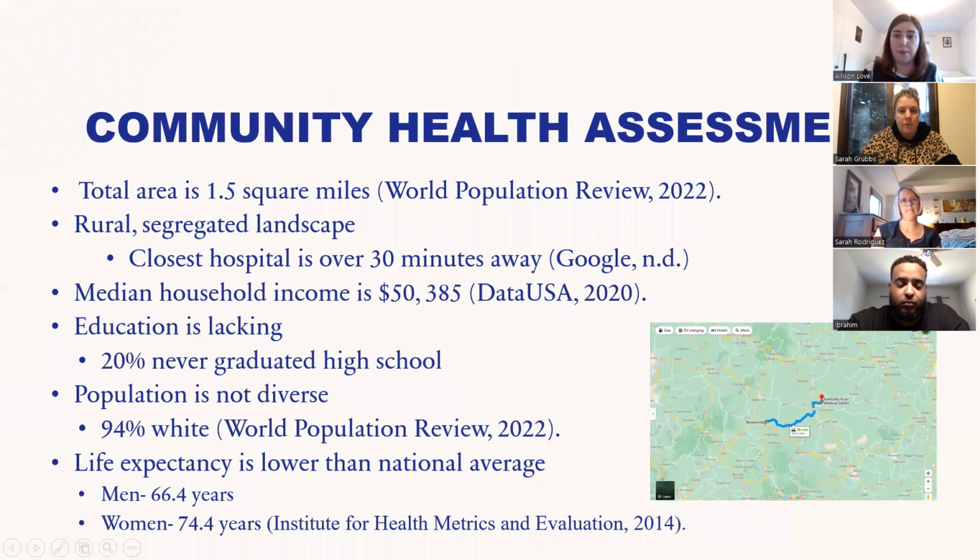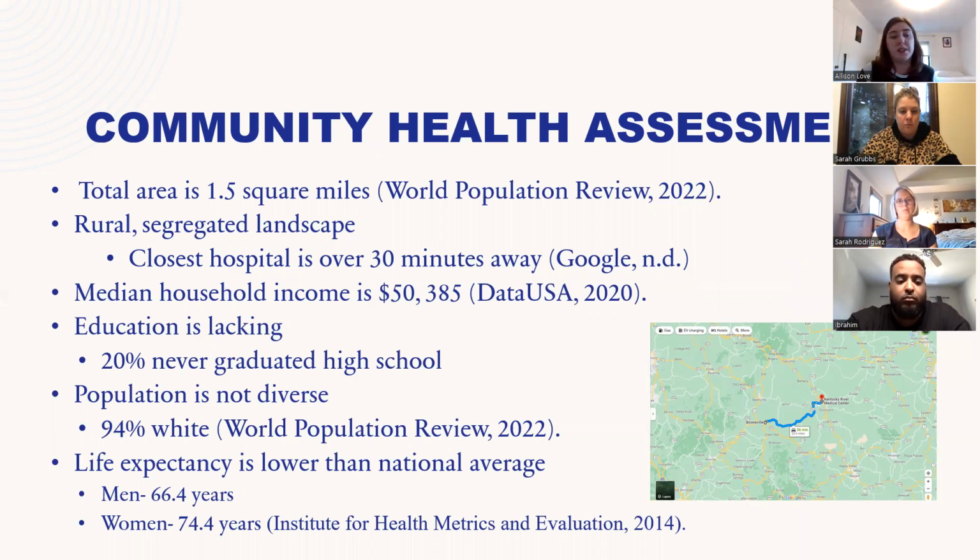So looking a little bit more at Booneville, why this is an issue there. It's a very small community, as we mentioned, and the total area is actually only 1.5 square miles. As I briefly mentioned, it's very rural, very segregated, and the closest hospital is over 30 minutes away. I know this picture is hard to see, but it's actually specifically 36 minutes by car to get to the nearest healthcare facility. It's a very low income area. The median household income is only $50,000.